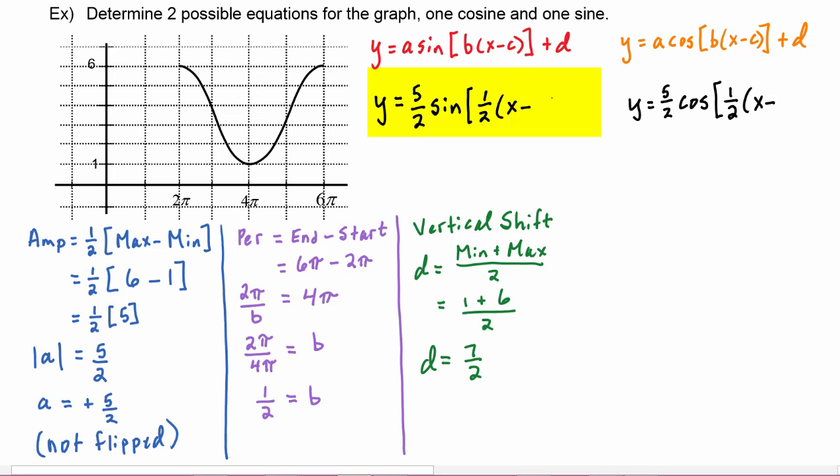So we can leave a space and put plus 7/2, leave a space and put plus 7/2. Now the only thing left to find is going to be the phase shift.